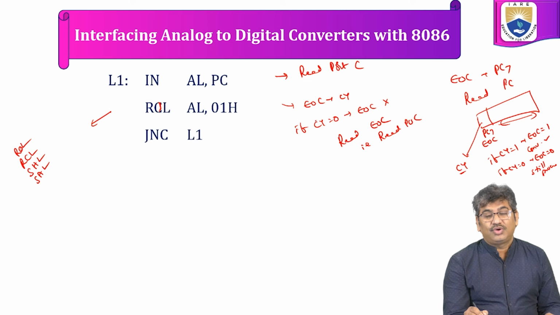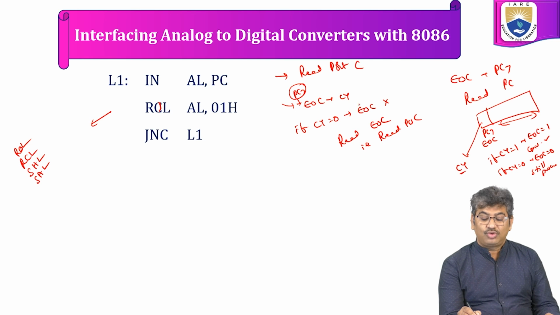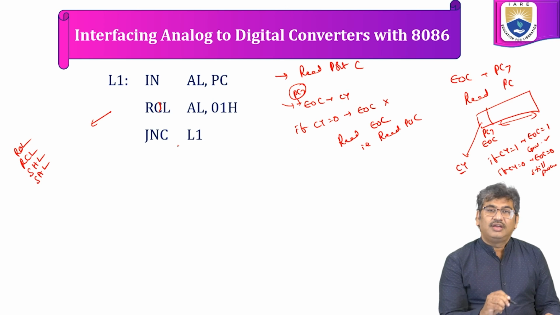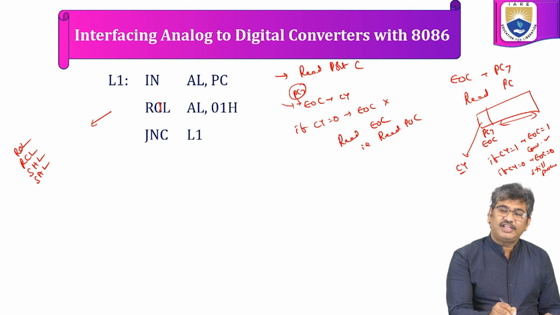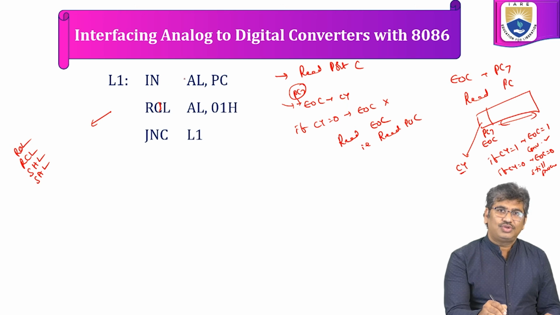RCL is for rotating, for checking the port C7 bit, which is the EOC signal, that will be moved to the carry flag. Then we will check whether the carry is equivalent to 0 or not. If carry is equivalent to 0, the condition is true, the control will be transferred to loop 1. It is for reading the port C.